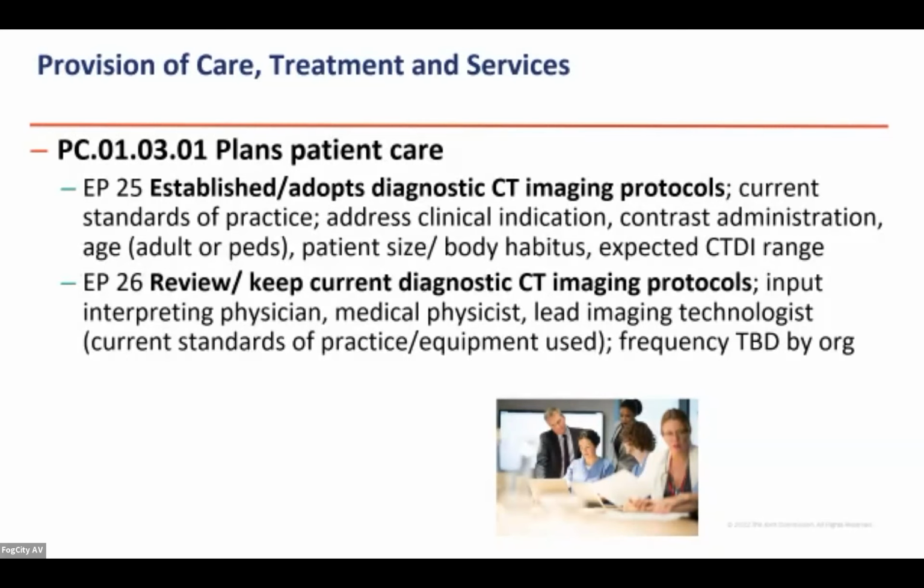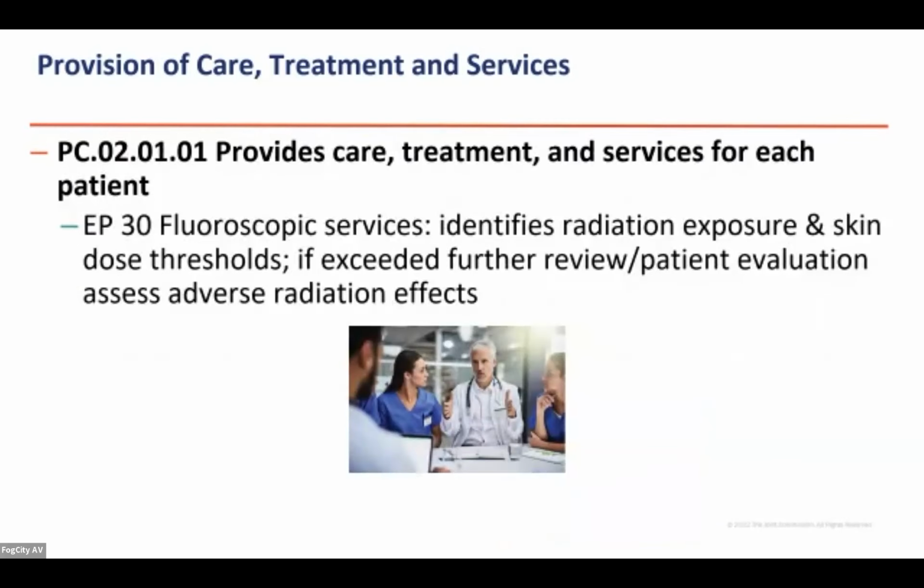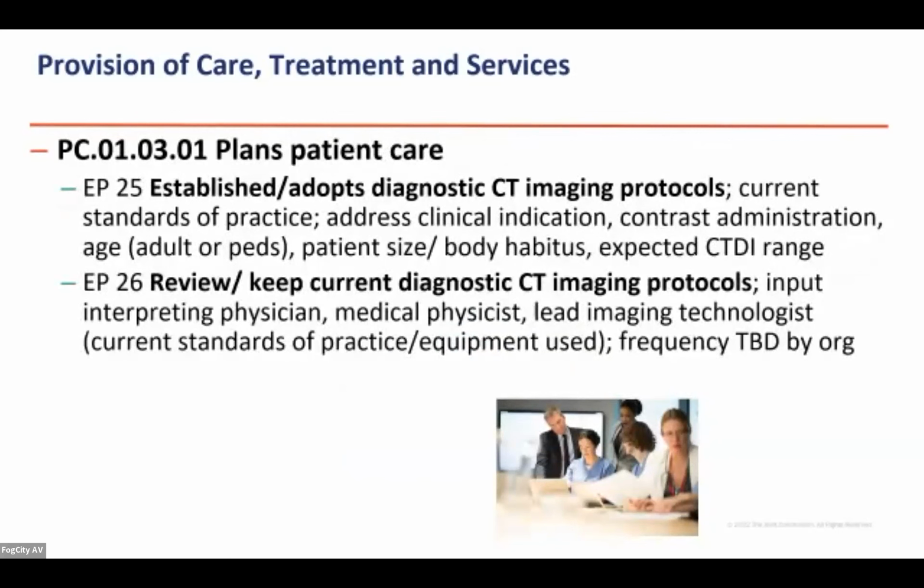Now, it used to be we were mostly worried at the upper end, but as you're going to hear in some of the talks, you need to be worried about the lower end as well. Do you not have enough radiation to get a diagnostic exam? So it's good to have a range that addresses both the lower end you feel is acceptable and the upper end, and that's the range you're going to look at. And that 26 says, okay, you made the protocols. Now review them and keep them current.